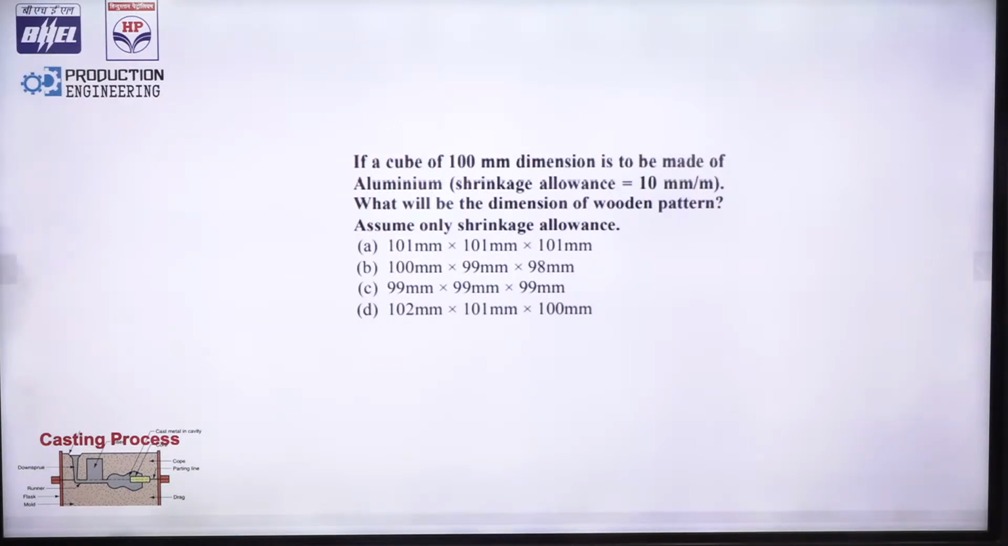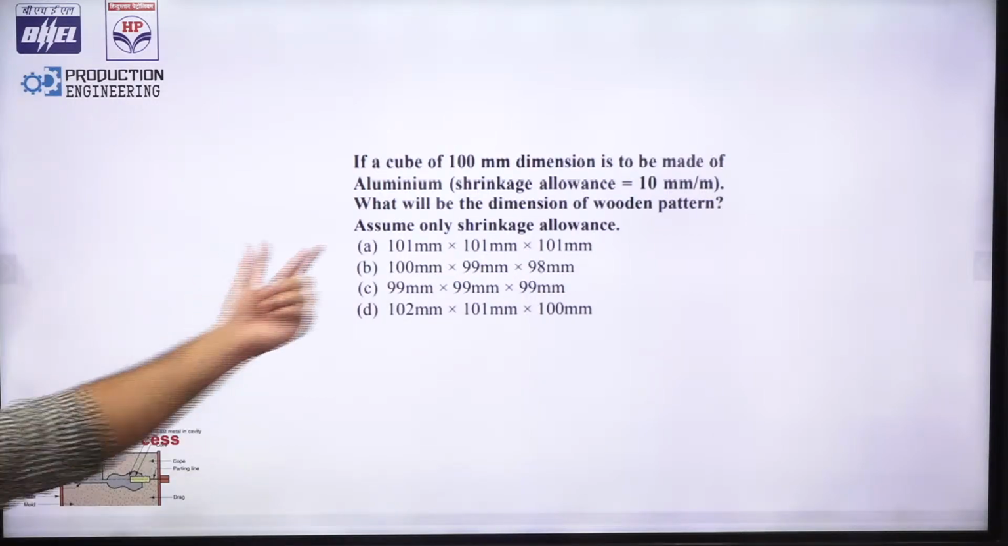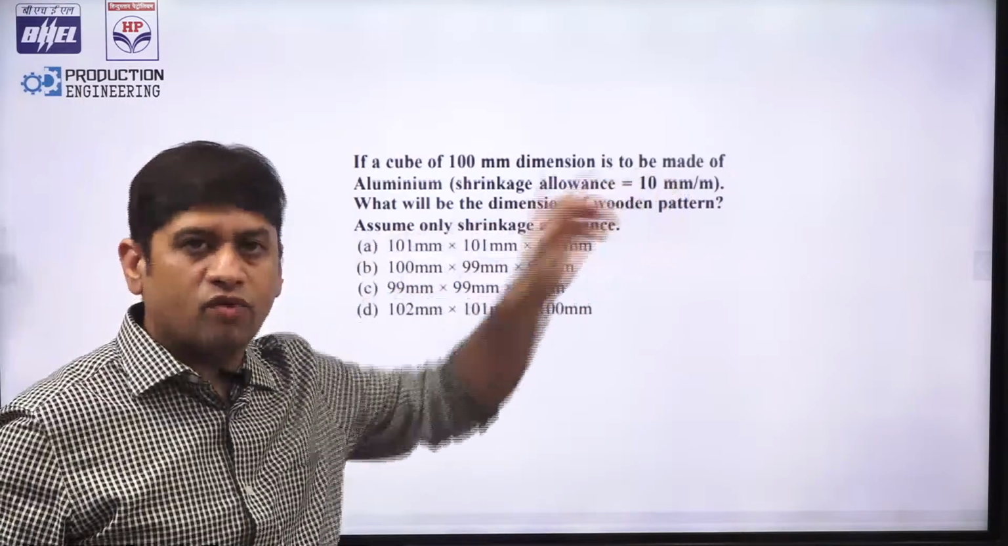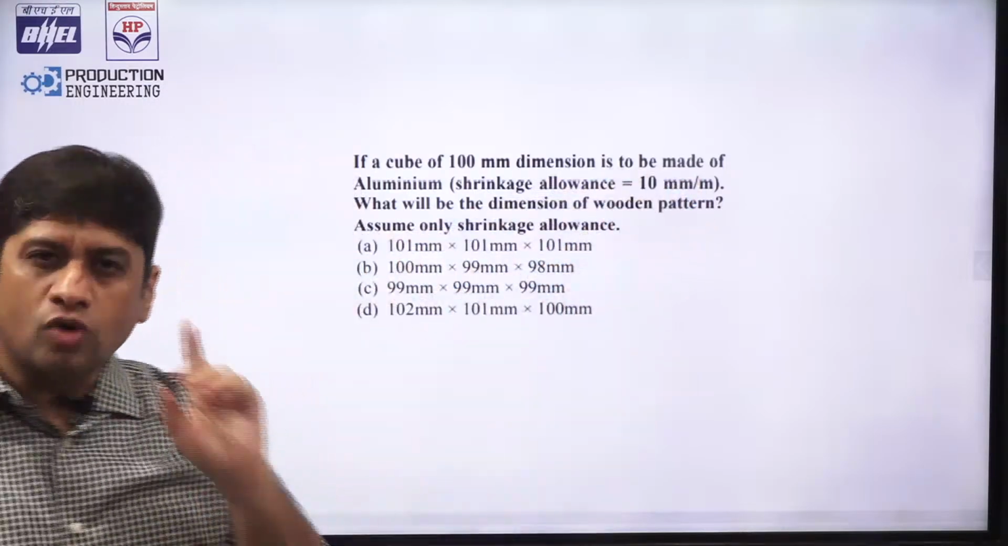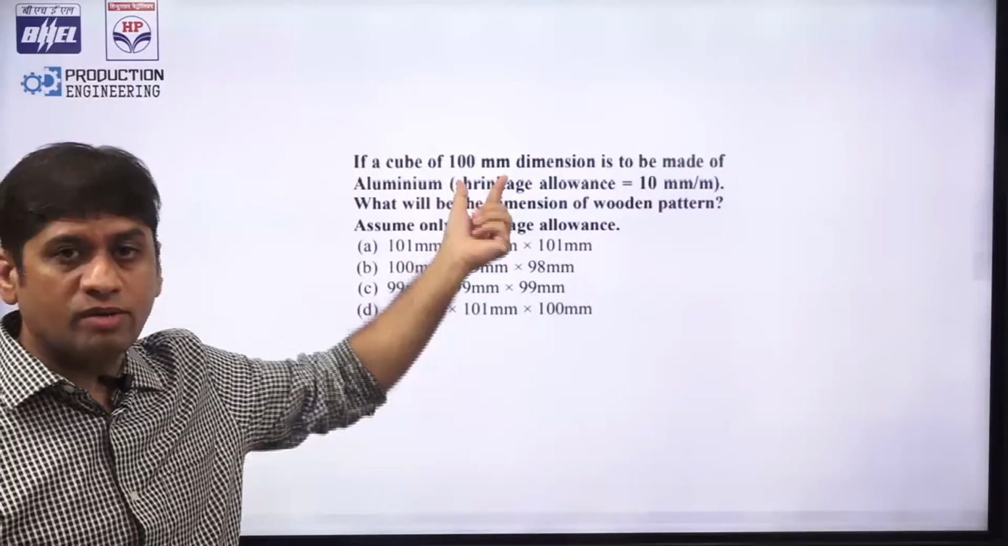In 1000 millimeter, the shrinkage is 10 millimeter. So in 100 millimeter, it is 1 millimeter. So in 100 millimeter, there will be shrinkage of 1 millimeter. Since 1 meter is 1000 millimeter, in 1000 millimeter the shrinkage is 10. So the size is 100 millimeter.